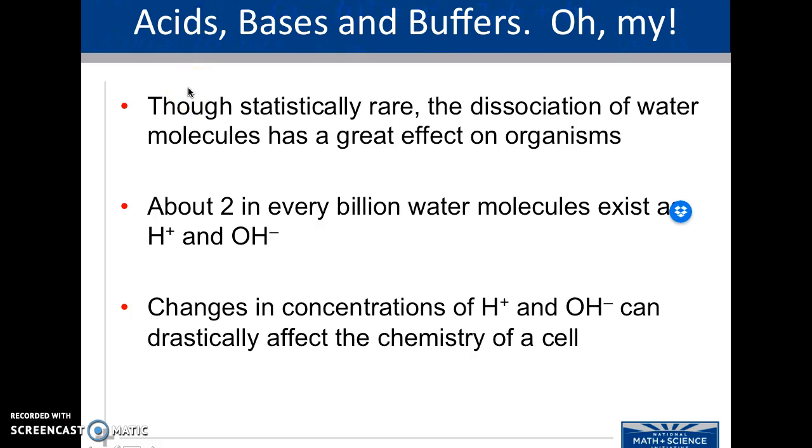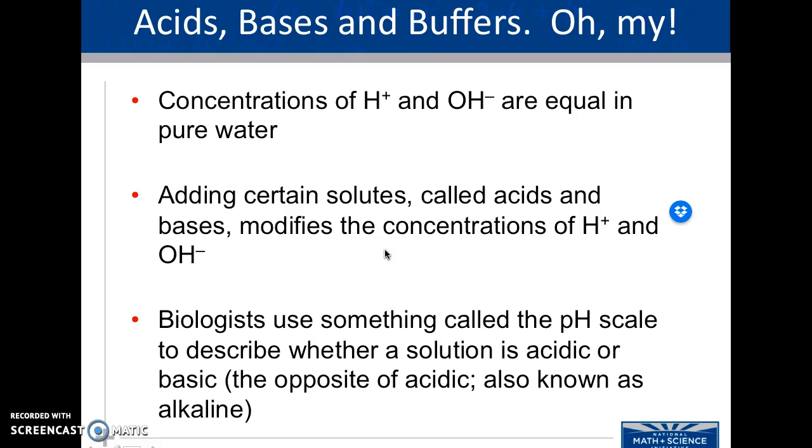In water, if we go back, the hydroxide and hydronium should stay consistent. Random dissociation of water molecules is really rare. If that happens, that's going to impact the chemistry of the cell, which is going to be a huge problem. Concentrations of H and OH are equal in pure water. When we add things to our water, the concentrations of H and OH become modified.